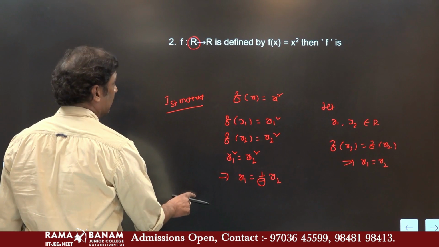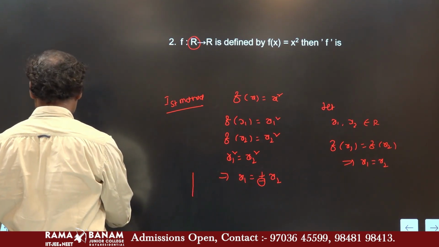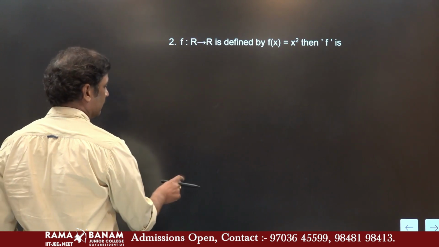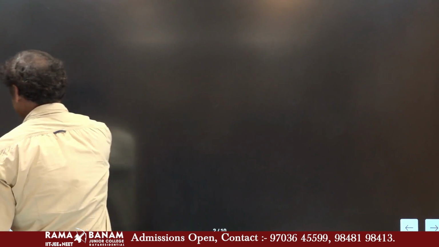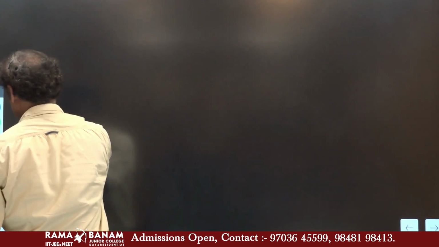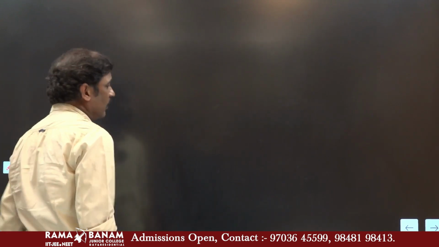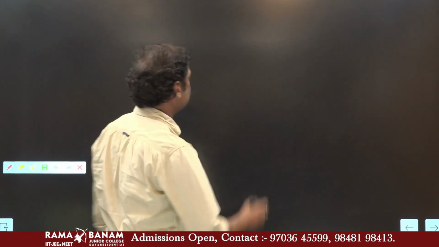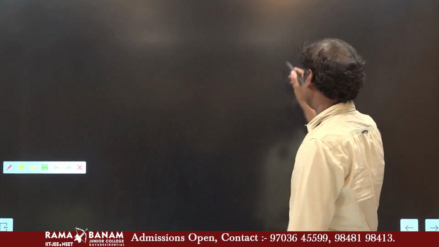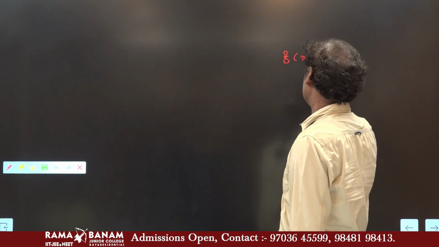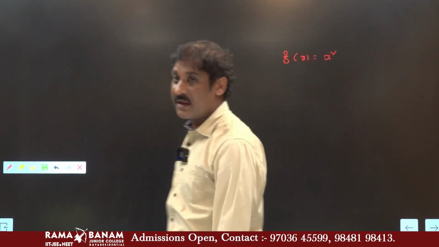Now, as the second method, graphically. What is the graph of f of x equal to x squared? Let's go for the graph very simply. The given function is f of x equal to x squared, and clearly we can say that x squared represents a parabola.